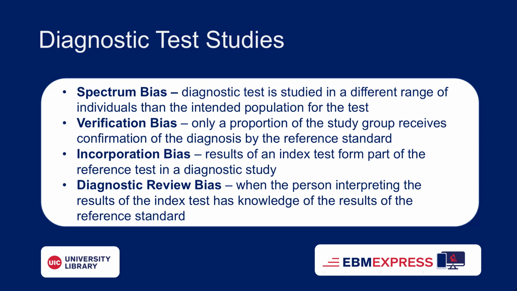Incorporation bias occurs when the results of an index test are used as part of the reference test in a diagnostic study. The estimated sensitivity and specificity of index tests are at risk of being falsely raised or lowered when the index test results include part of the reference standard. Ideally, the index test and the reference test should be independent of each other. Lastly, diagnostic review bias occurs when the person interpreting the index test results is aware of the reference standard results.